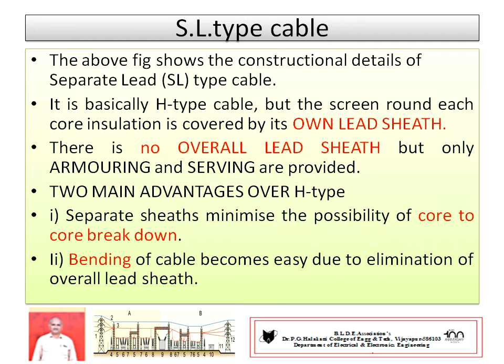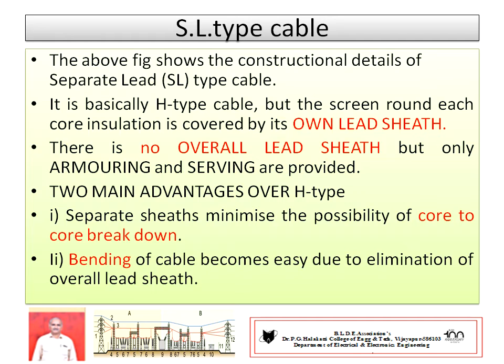In this type of cable, there is no overall lead sheath, but only armoring and serving layers are provided. By using this type of construction, we are going to get some main advantages over the H type cable. Number one, separate sheaths are used, hence it minimizes the possibility of core to core breakdown.